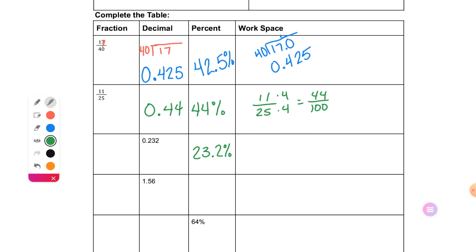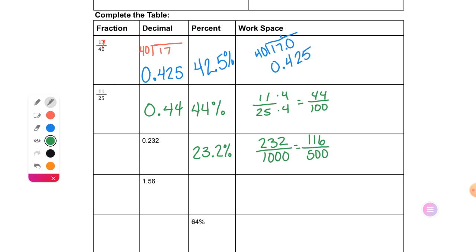$232, not hundredths, it has thousandths. So I put 232 over 1,000. It can be reduced, and then you have to reduce. They're both even, right? 4, so 2. So 116 over 500, that's dividing them both by 2.